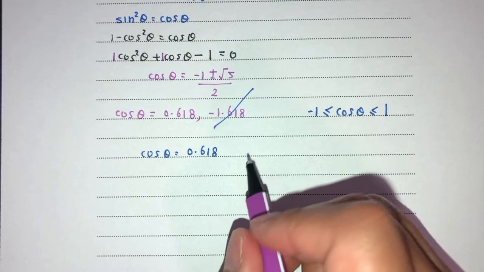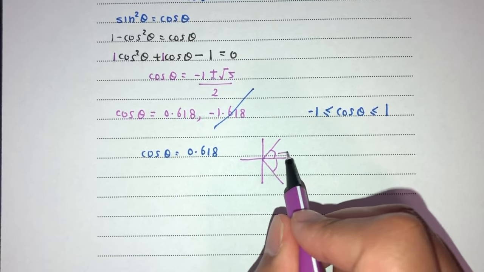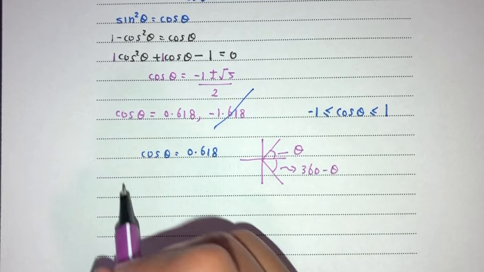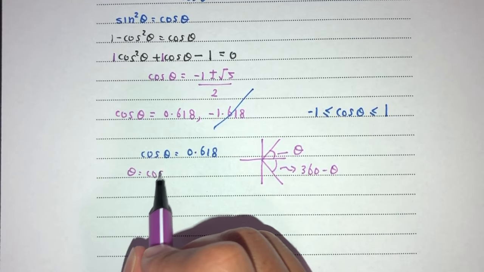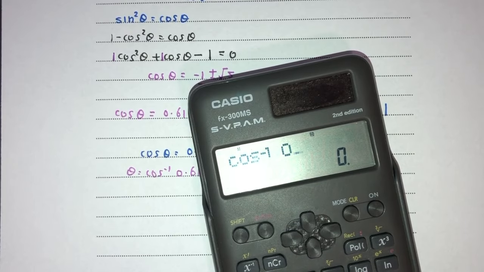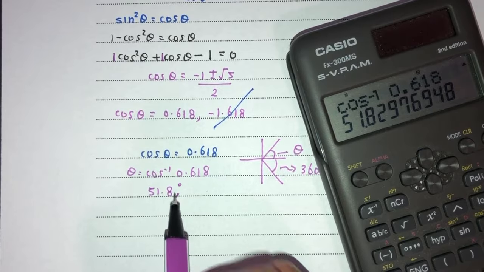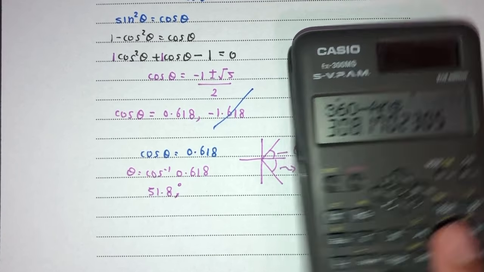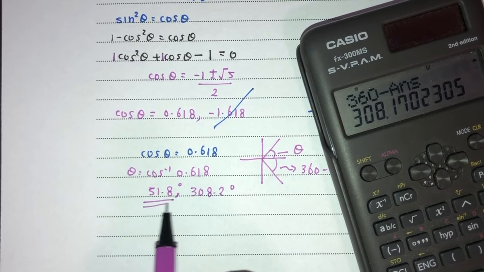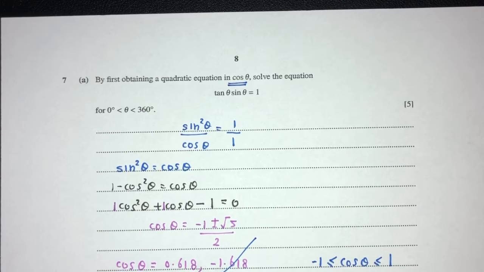Now when cos is positive, we have to know it is in the first quadrant and in the fourth quadrant. This will be theta directly, and this will be the value of 360 minus theta. So theta will be cos inverse of 0.618. That will be 51.8, or it could be 360 minus that answer, which should be 308.2. So we have these two possible values here for the angle theta for this equation in part A.